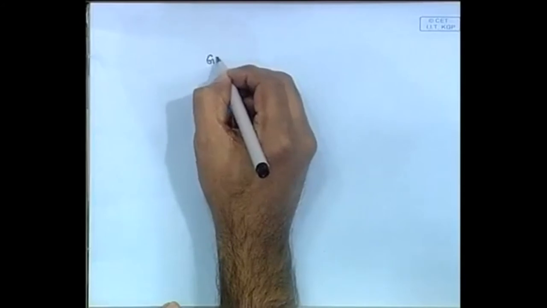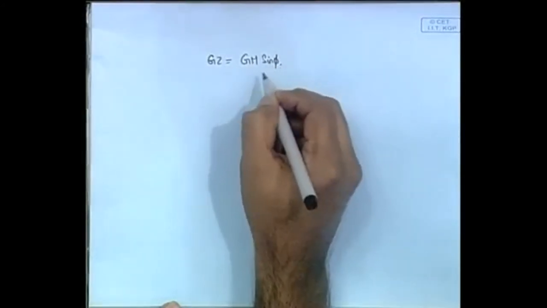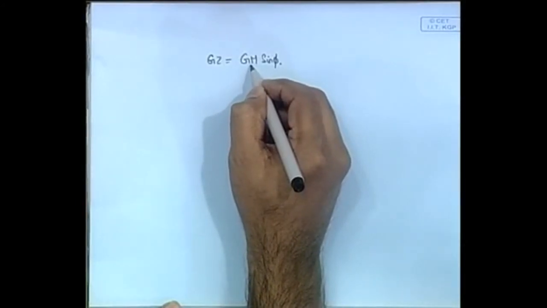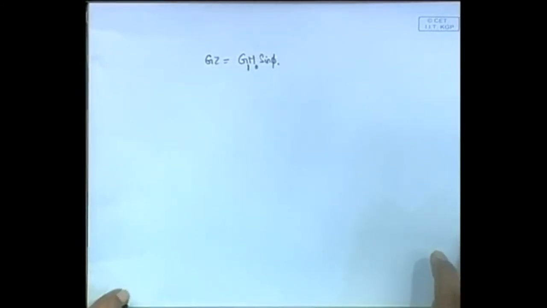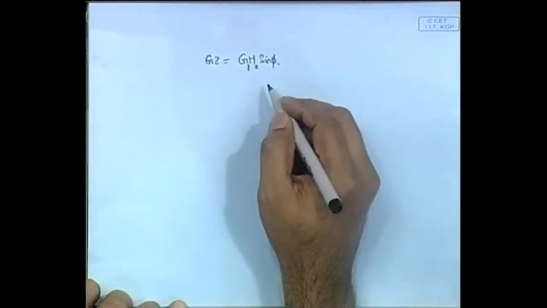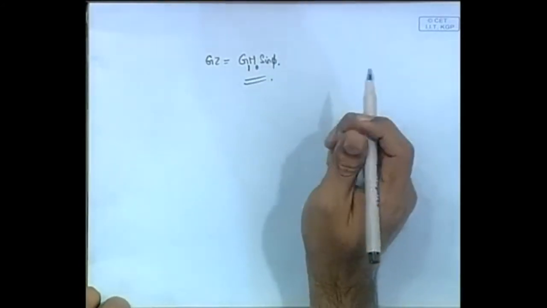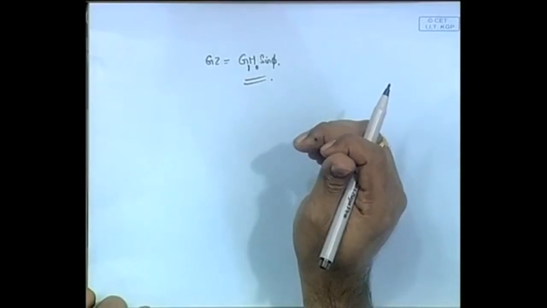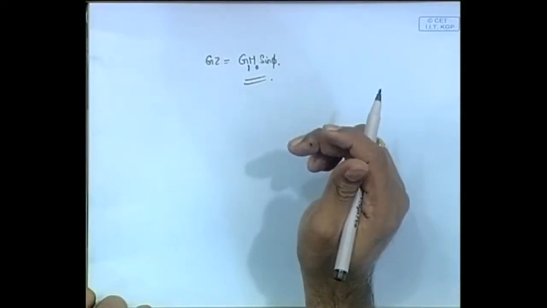So GZ, you just need to know the formula. We put it as G1 M0 sin phi, that is all. GM sin phi, you just need to know which GM it is. This will give you your righting arm. From that you get the righting moment. So this you need to find out.